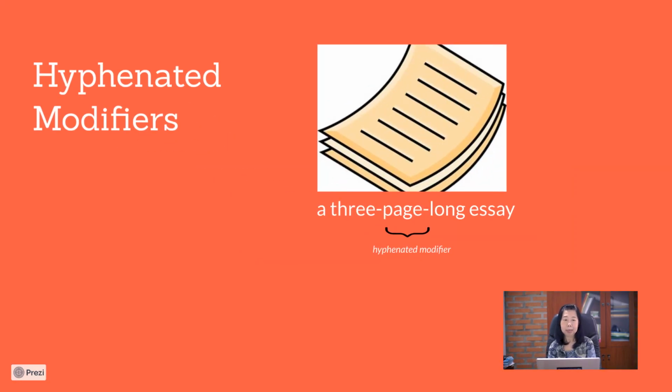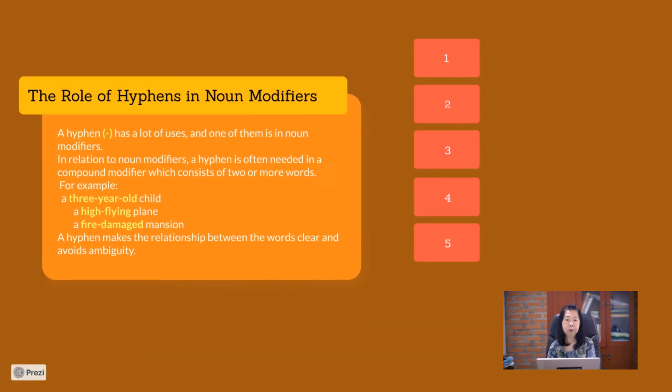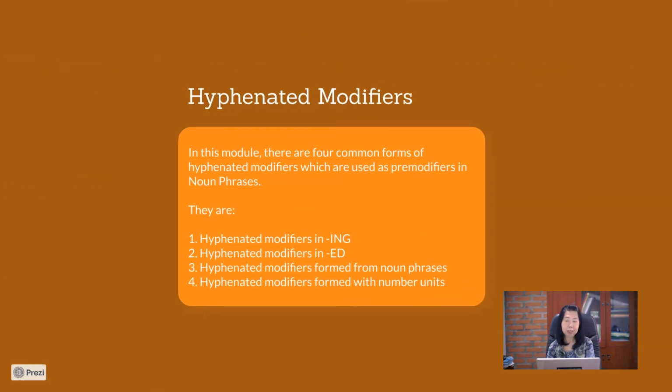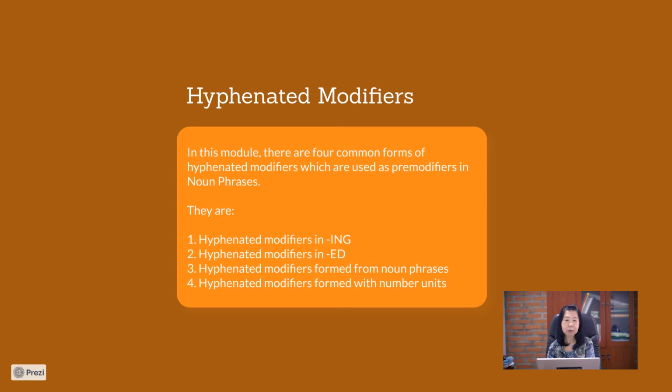Okay, let's go on. In this module, there are 4 common forms of hyphenated modifiers which are used as pre-modifiers in noun phrases. Dalam modul ini, Anda akan belajar 4 bentuk yang umum dari hyphenated modifiers yang dipakai sebagai pre-modifiers dalam noun phrases. Pre-modifiers artinya modifier yang ada di depan head noun, kata bendanya.